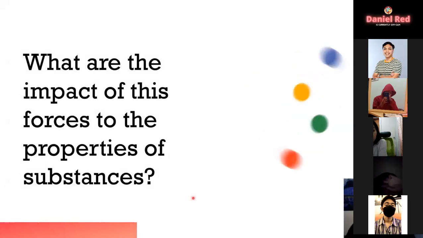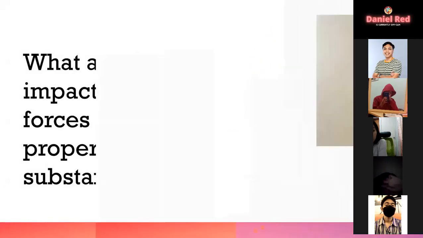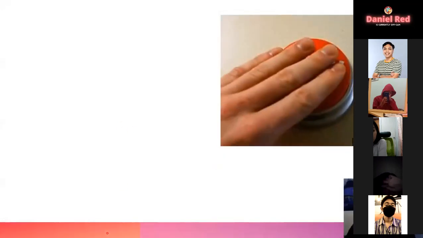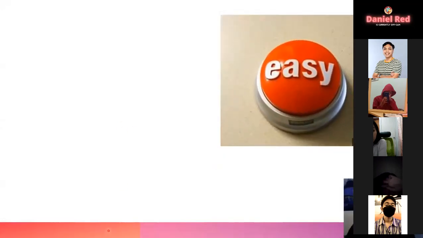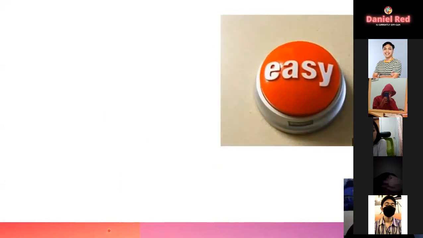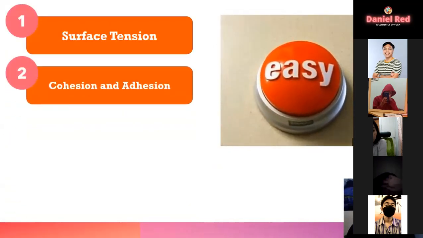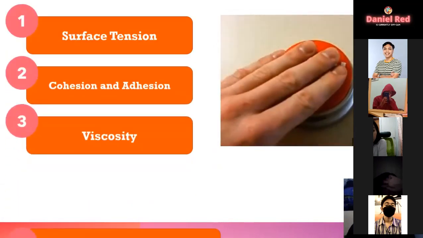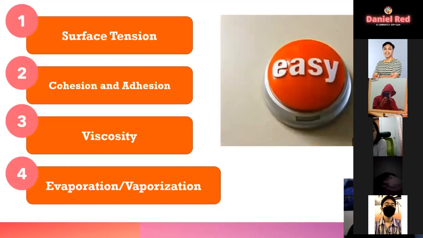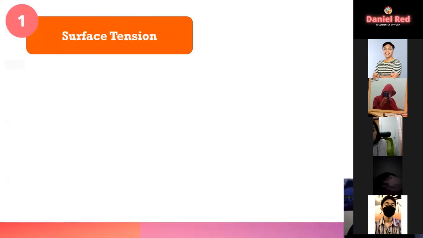So what is the impact of these forces on the properties of substances? I will specifically state the different properties that we will discuss and how intermolecular forces affect them. Number one, you have surface tension, cohesion and adhesion, viscosity, and of course evaporation and vaporization. So let's have the first one, surface tension.